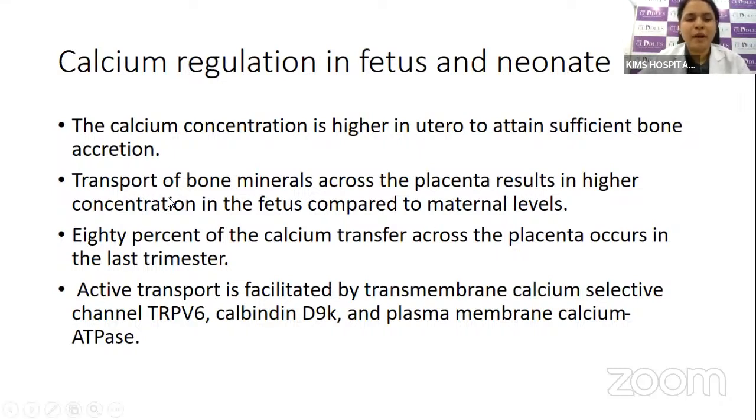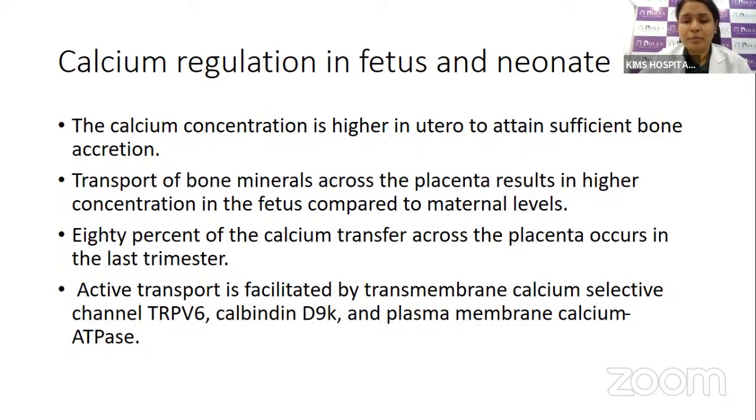The calcium concentration in utero is generally higher. This is because of the passive transport of calcium and phosphorus across the placenta. 80% of calcium accretion during the pregnancy across the placenta occurs during the last trimester, which is after 28 weeks. And this is one of the reasons why preterm and very low birth weight newborns can have inherently low calcium levels, because they miss the most active phase of calcium accretion across the placenta. Transport of bone minerals, that is calcium and phosphorus, across the placenta results in higher concentration in the fetus when compared to the maternal levels.